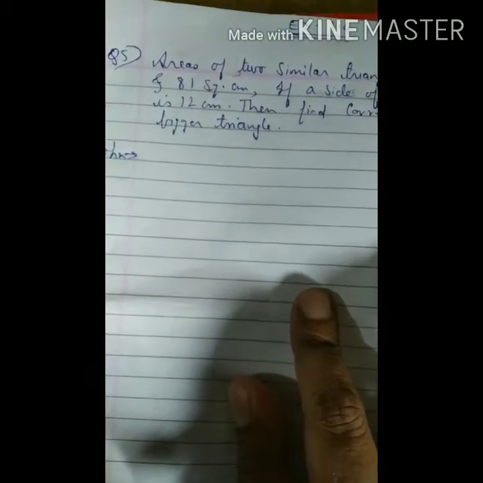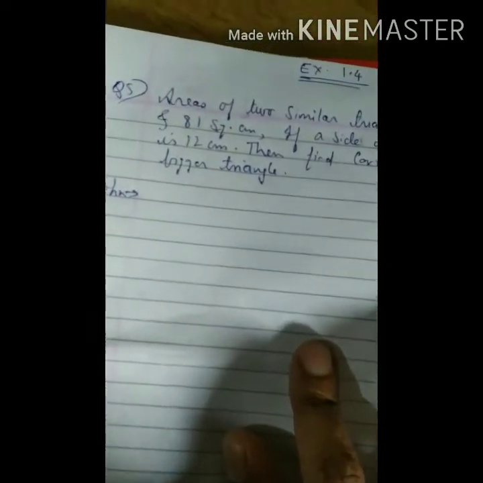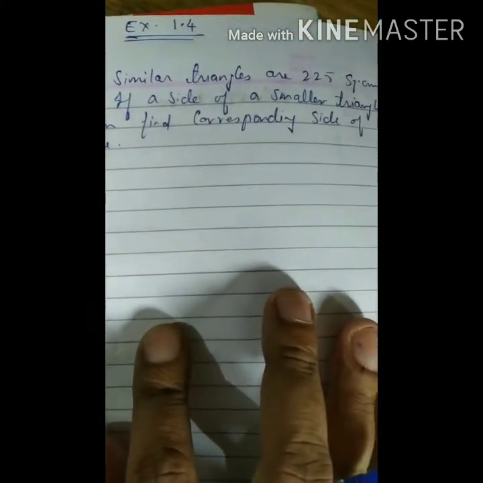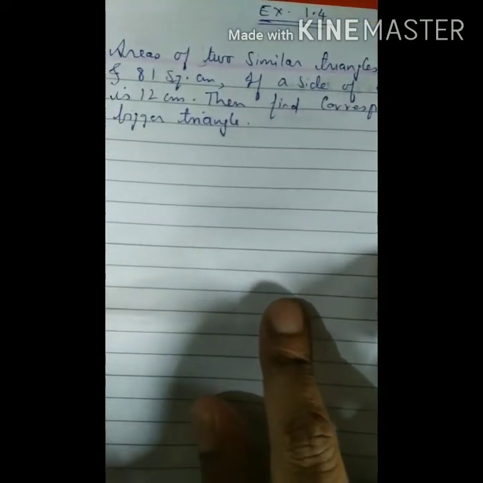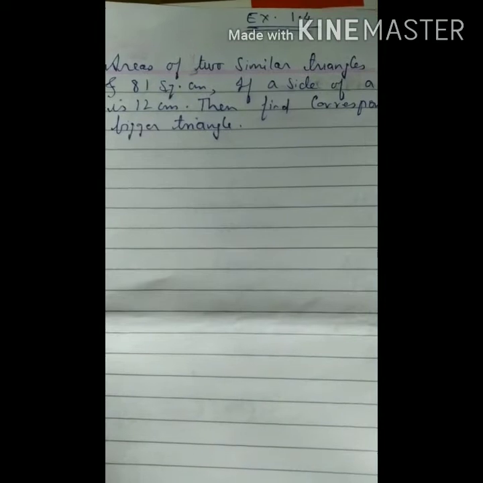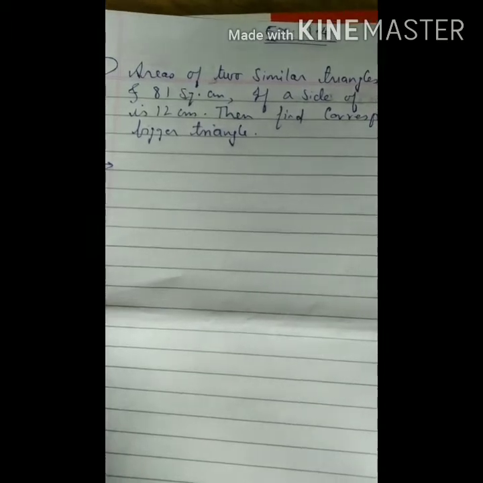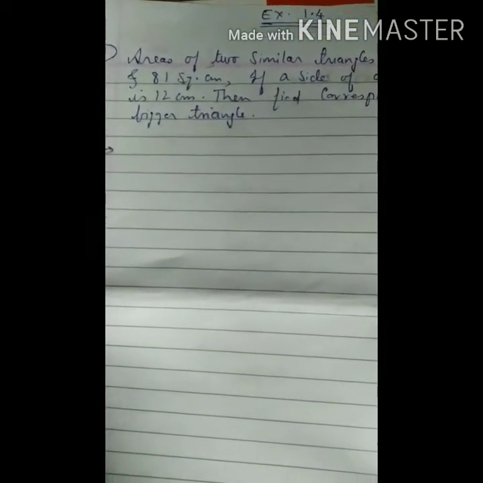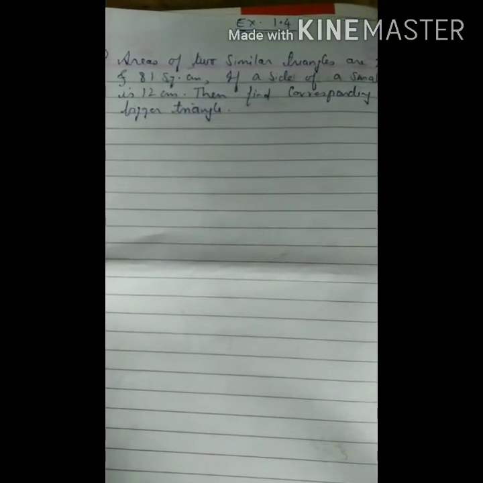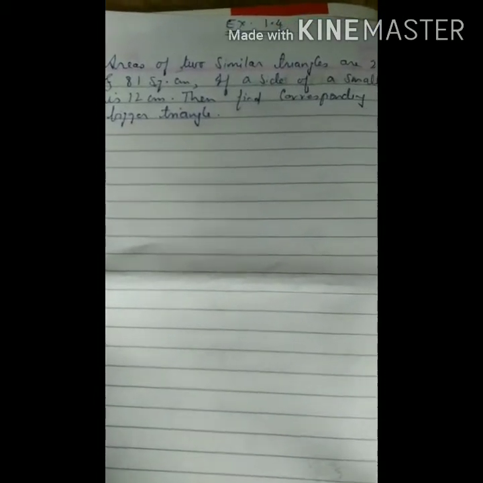Now let's move on to question number 5. I will read out the question to you. Areas of two similar triangles are 225 square centimeter and 81 square centimeter. If a side of the smaller triangle is 12 centimeter, then find the corresponding side of the bigger triangle. Now students, here it is given that both the triangles are similar. For both the triangles, areas are given 225 and 81. The smaller side is given 12. You have to find the corresponding side of the bigger triangle.